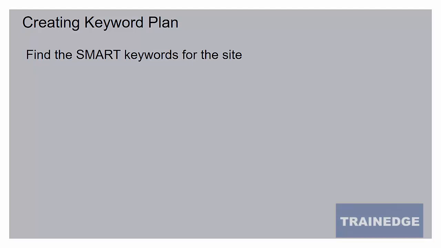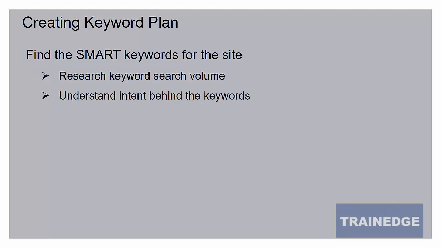Let's look at how we go about creating a good keyword plan. The first step is to find smart keywords for the site. Research keyword search volume, understand the intent behind the keyword, prioritize keywords based on volume, intent, and your ability to rank.